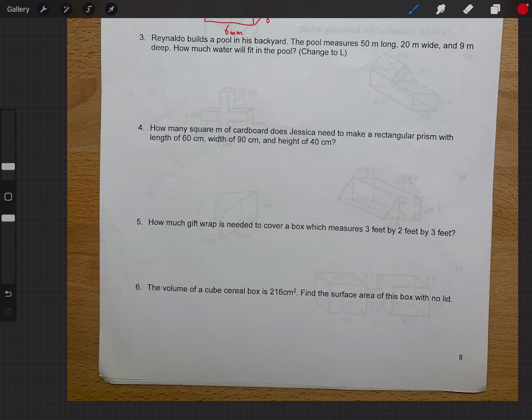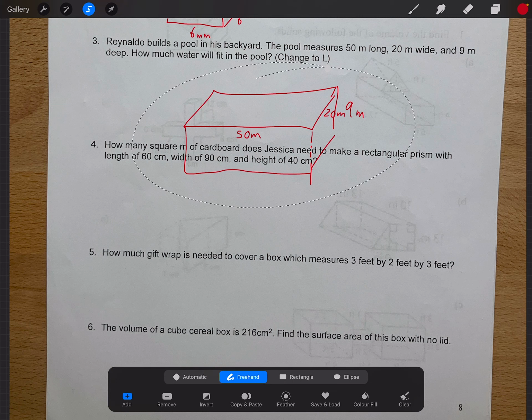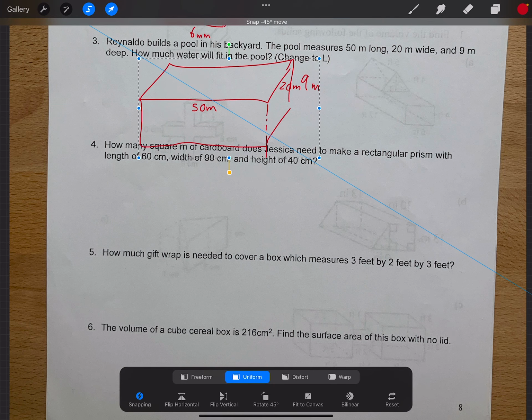Ronaldo builds a pool in his backyard. The pool measures 50 long, 20 wide, so 50 long. This is 50 meters long, 20 meters wide, and 9 meters deep. It's a pretty deep pool. Alright, so 9 meters deep. Let's move that up a little bit.